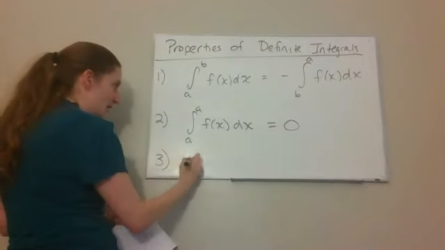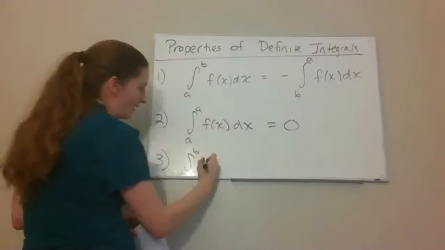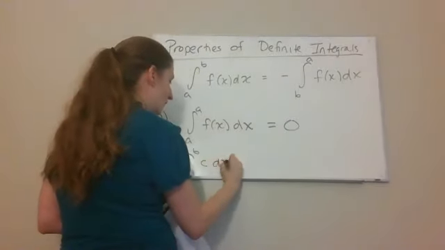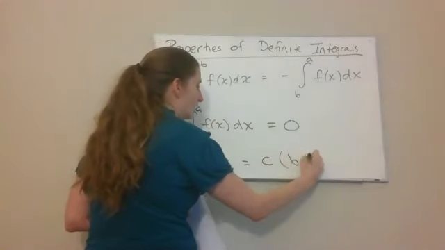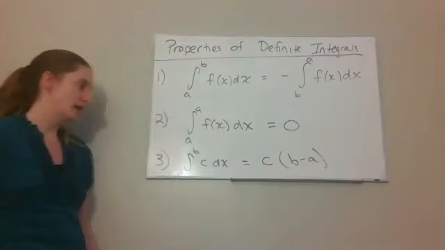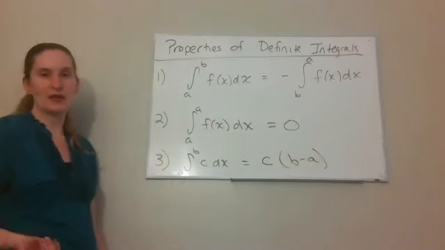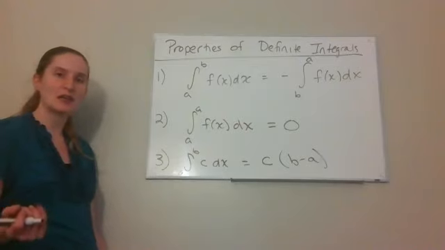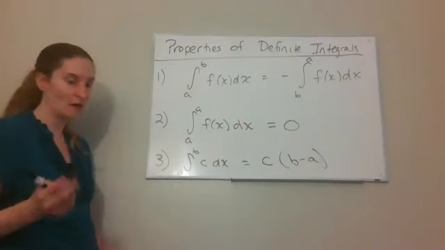Third property, if you have an integral from a to b of some constant with respect to x, you just get the constant times b minus a. And you could get that one without even memorizing a property. Just find the antiderivative of the constant, plug in the b and plug in the a, and you'll get the same result.